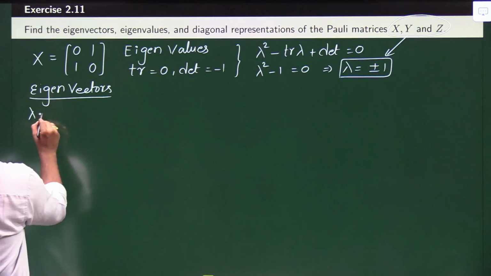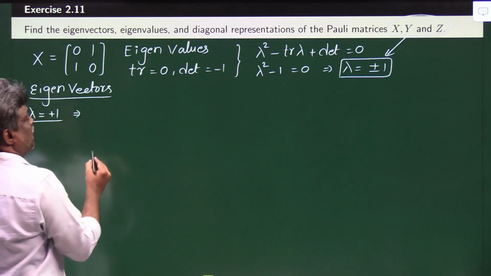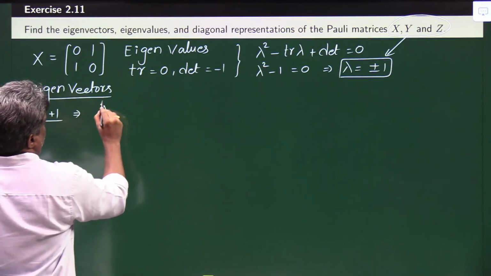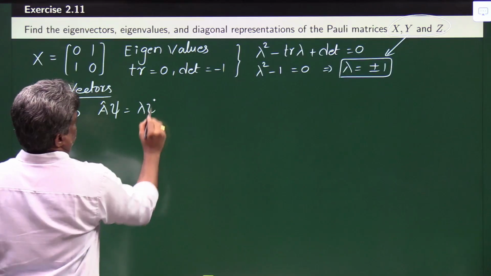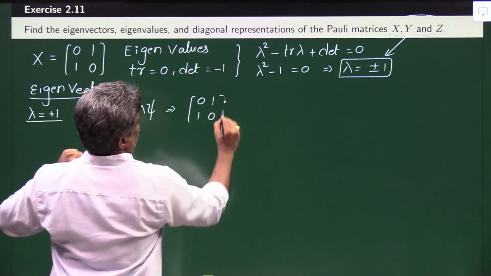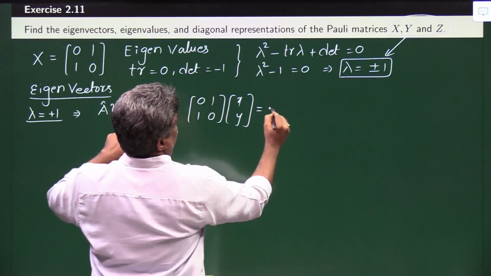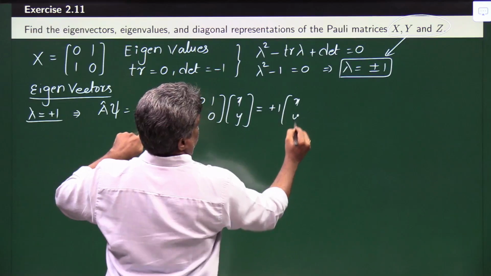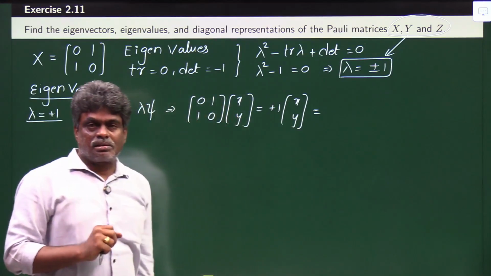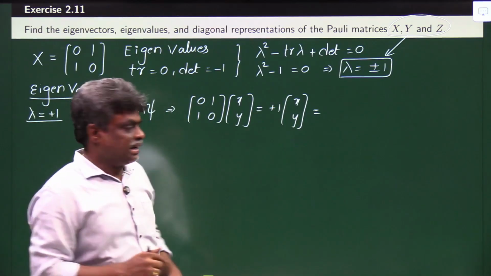Okay, so first I am taking lambda equal to plus 1. For this, I am going to find the eigenvector. So how to find the eigenvector? The operator eigenvalue equation: A psi equals lambda psi. Here our operator is [[0, 1], [1, 0]], psi is unknown (x, y), and lambda we are taking as plus 1, so (x, y). Whenever you have a 2 by 2 matrix, one equation is generally enough. If one equation is not enough, then go to the second equation.